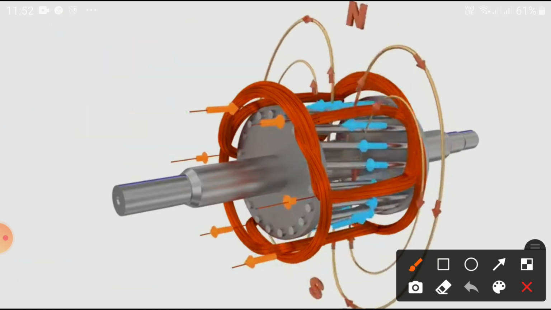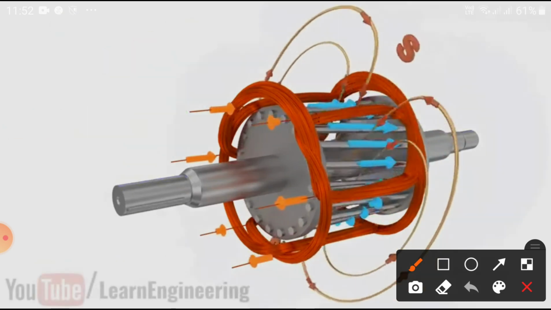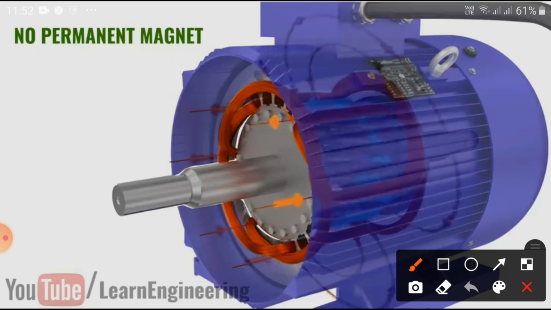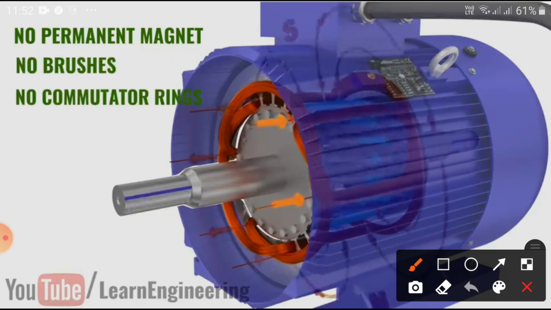That is the difference between the synchronous speed and the rotor speed. We can call it the slip. The percentage slip can be expressed as (Ns minus Nr) by Ns into 100.